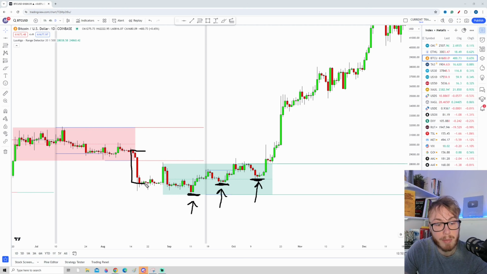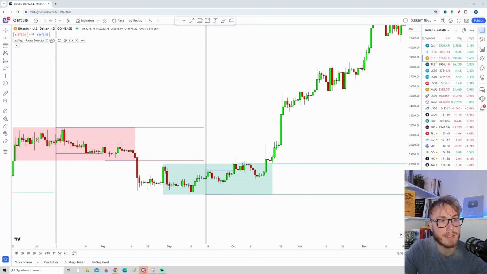The same thing was pretty much true with this breakdown right here. You can see that before the breakdown appeared, this is not as clear, but you can also see that the price started to print lower highs coming into the support, right? Which is also a signal of weakness.